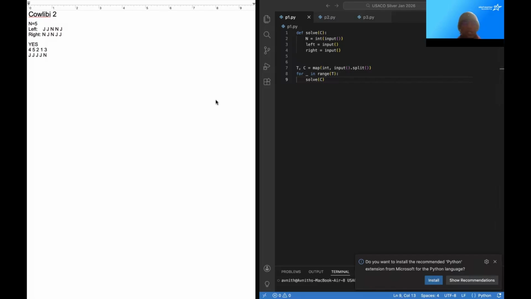Hello, everyone. Today we'll be discussing the solution to Cowlibi 2 from the USACO January 2026 Silver Contest.